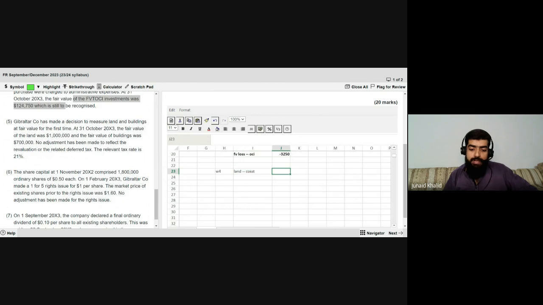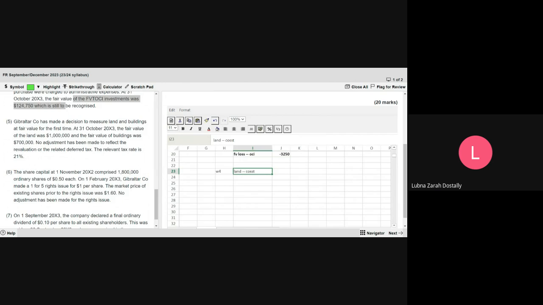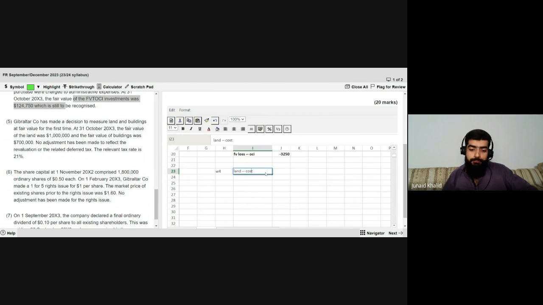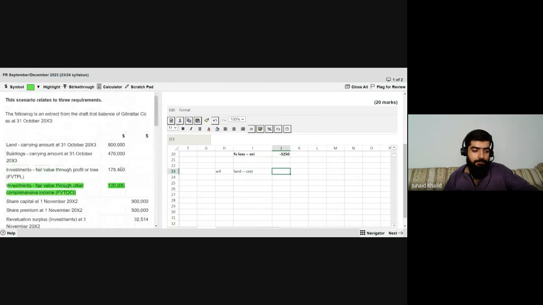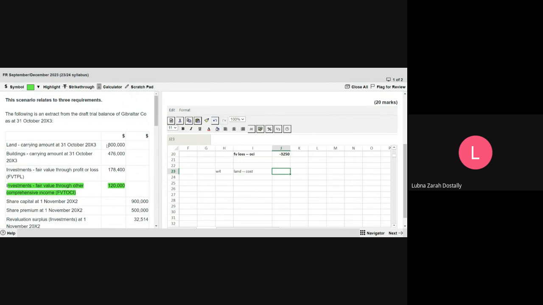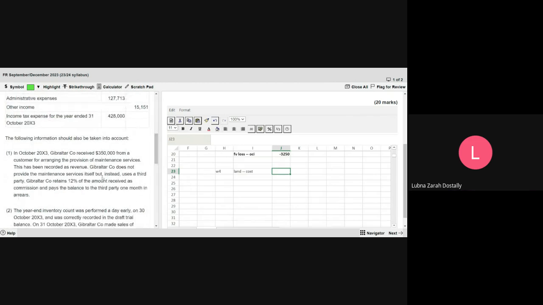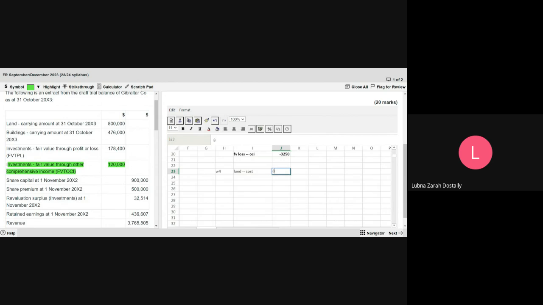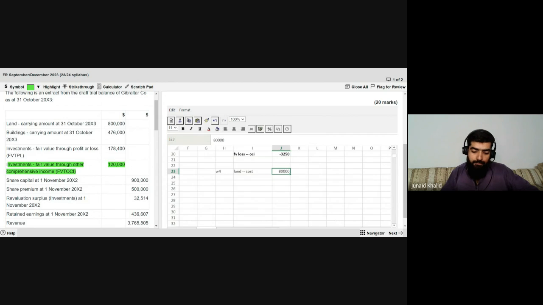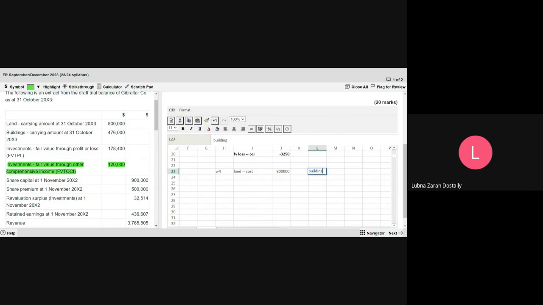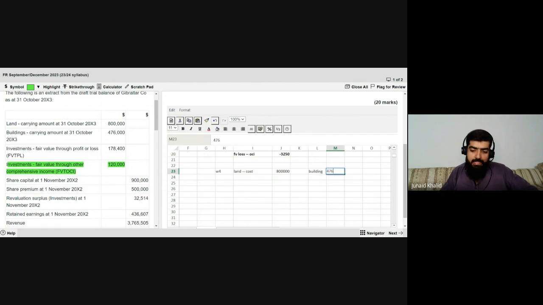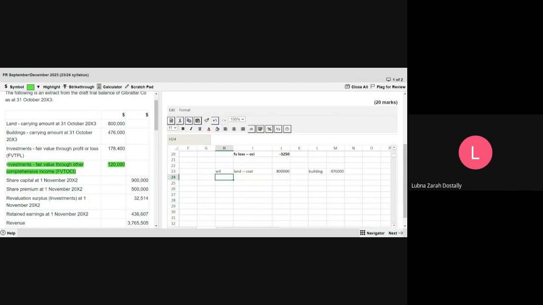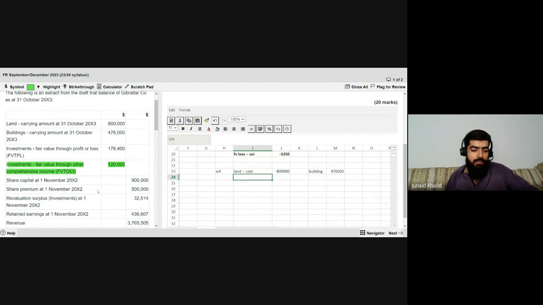Land. The cost of the land is 800,000. Yes, 800,000 is the value of land. We just wrote it down over here. Now, what is the building's carrying amount? 476,000. Yes, the value of the building is 476,000. Now we have just jotted down the values of the land and building.